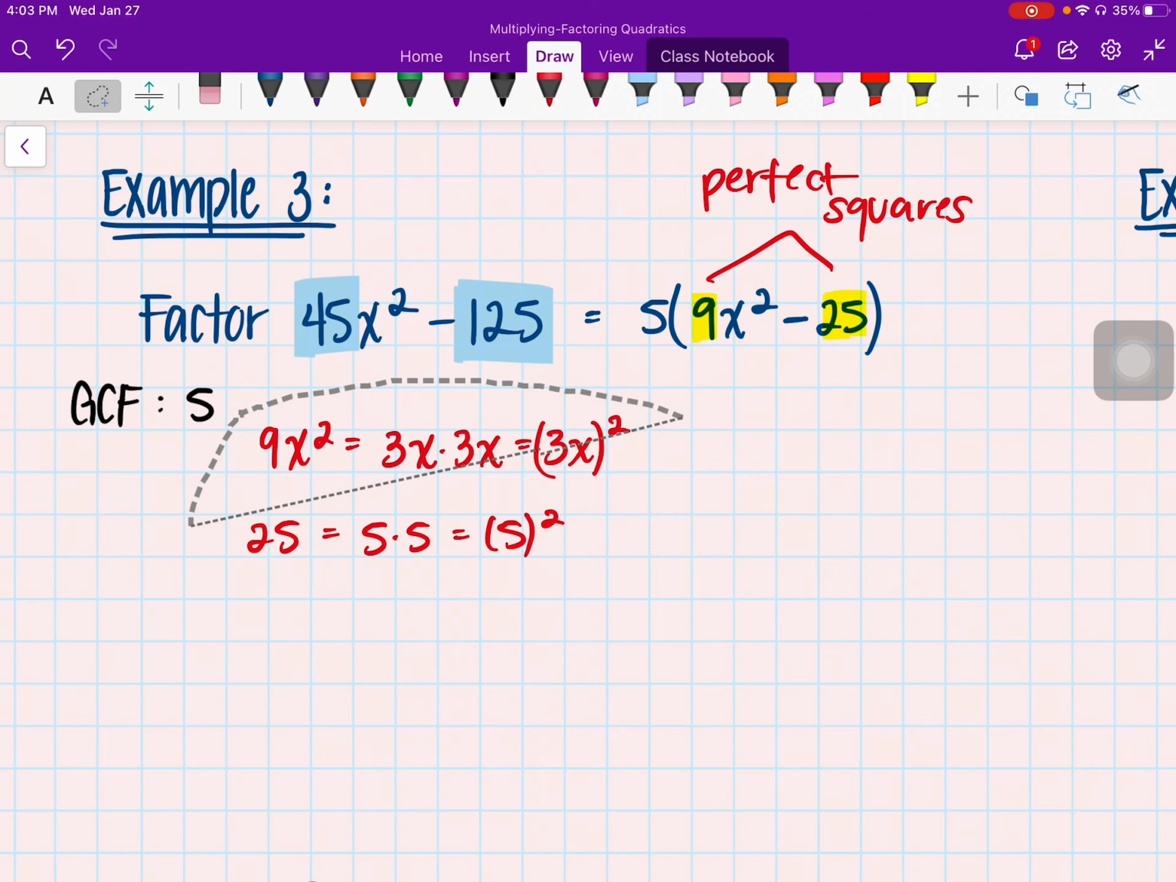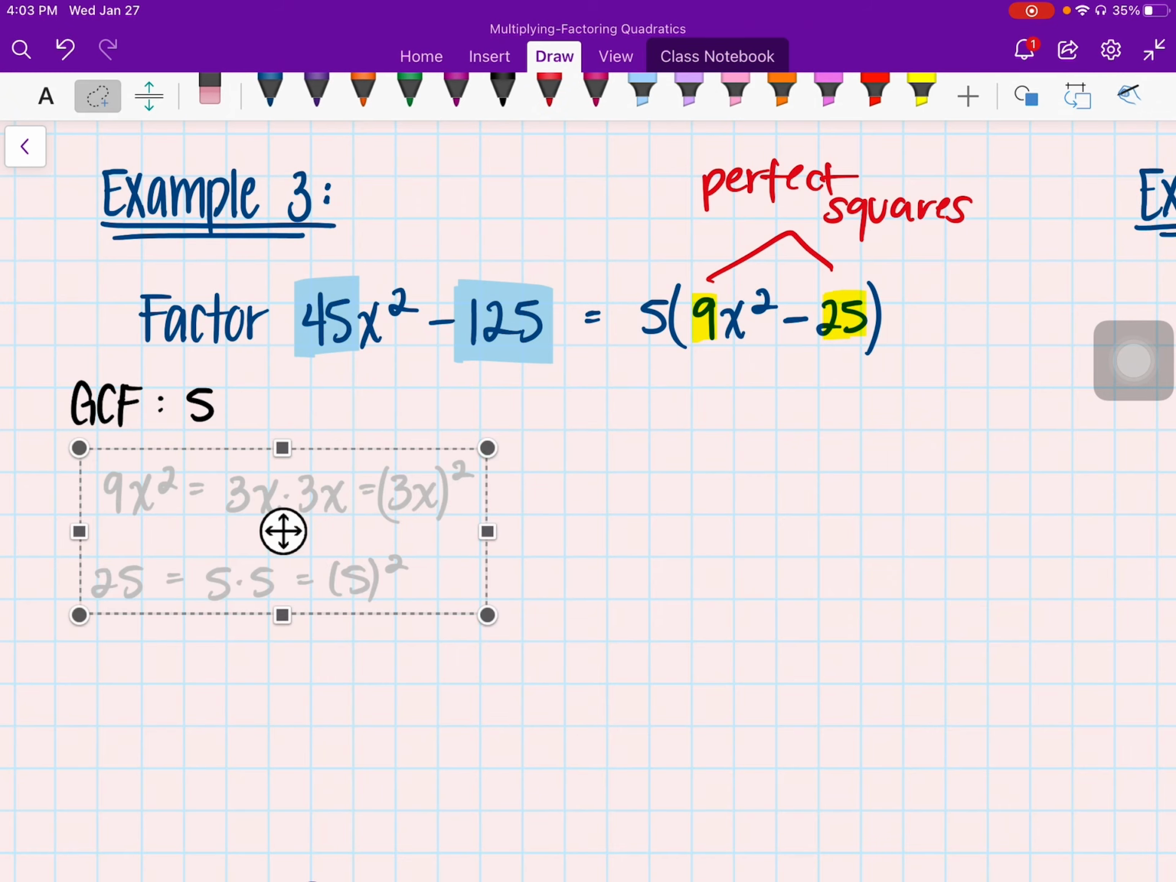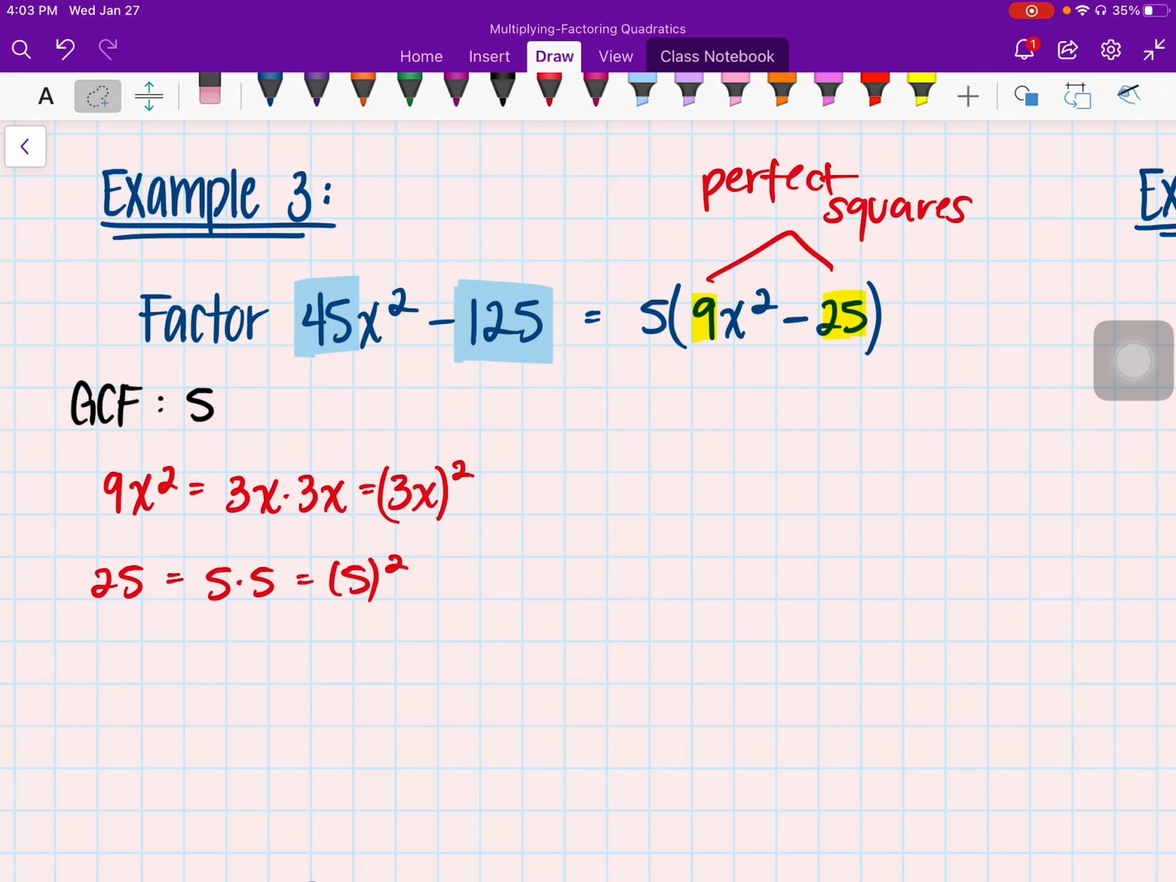So let's go ahead and just move this out of the way and use them in our formula here. So we have 5 on the outside because remember it's our GCF. We're not losing that anytime soon. So we have, I'm going to go ahead and open double parentheses. We have a 3x to the second power minus 5 to the second power.